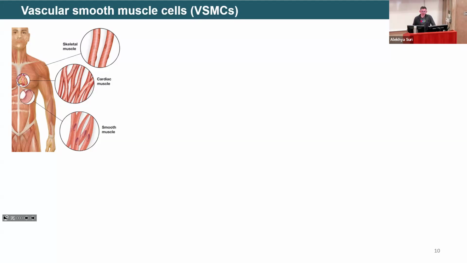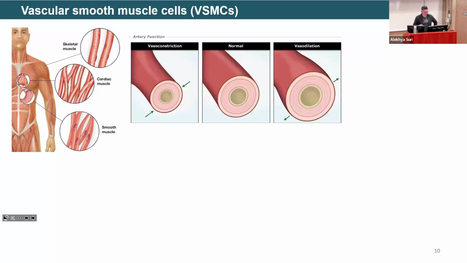Now, smooth muscle is very important because it shares with cardiac muscle the property of being involuntary, right? So you cannot decide to control smooth muscle. You can decide to control skeletal, but not cardiac or smooth muscle. But the contractile machinery in these cells is different, right? The proteins are basically the same, but they're not organized in the same way.